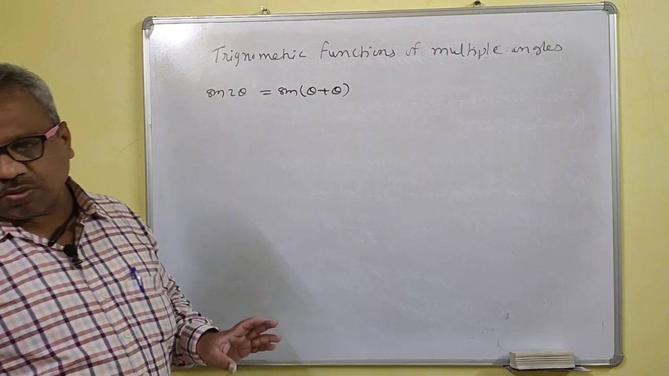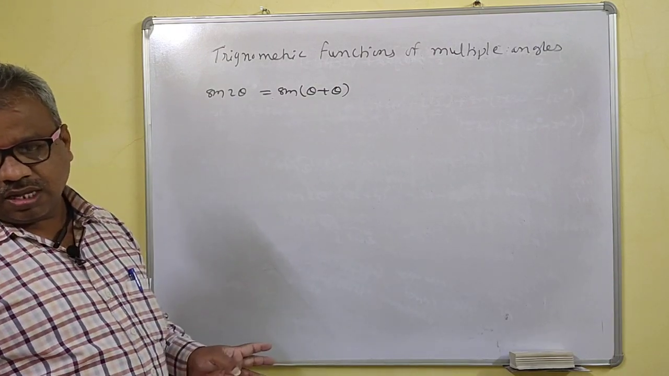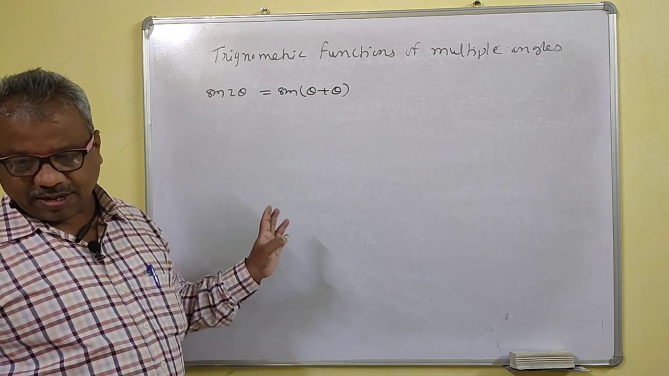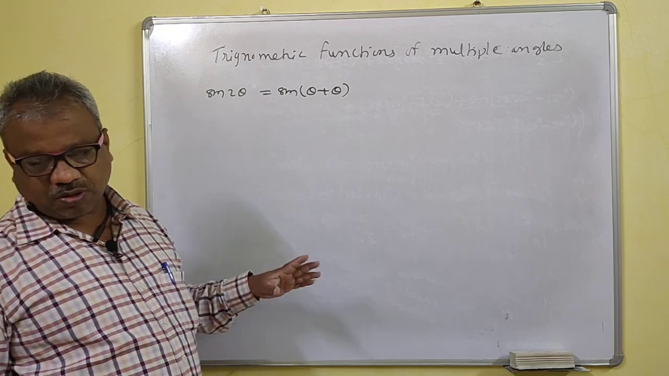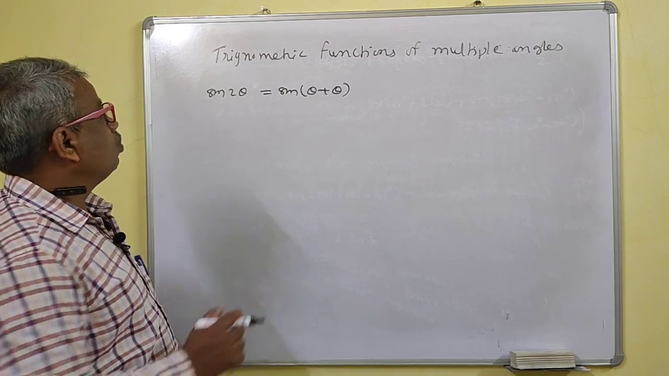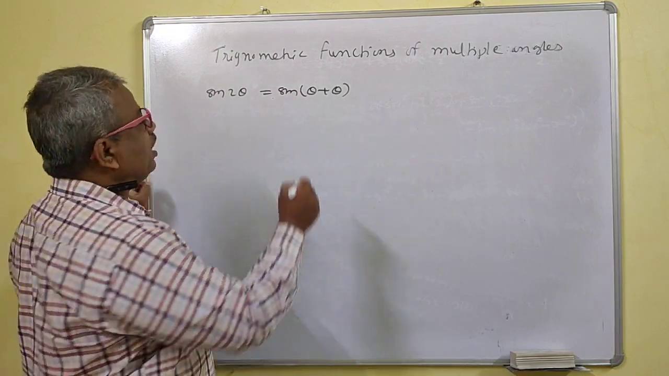If you remember the formulas for sine A plus B, sine A minus B, cos A plus B, cos A minus B, with the help of those you can derive the formulas for tan A plus B, tan A minus B. There are 6 formulas, and all the other formulas are applications of those. So now, this is sine A plus B.